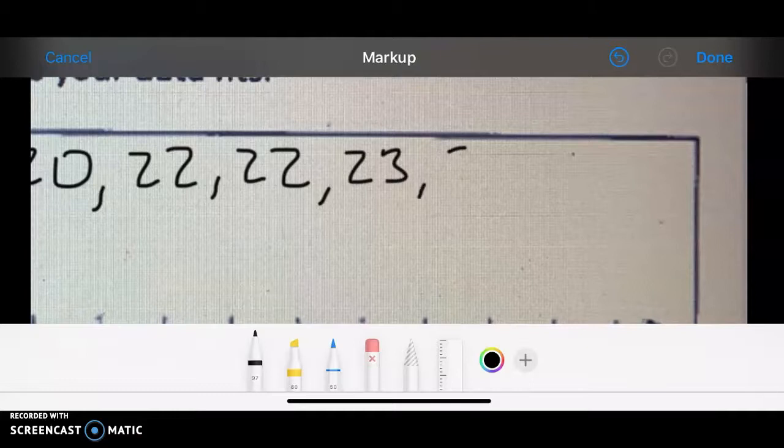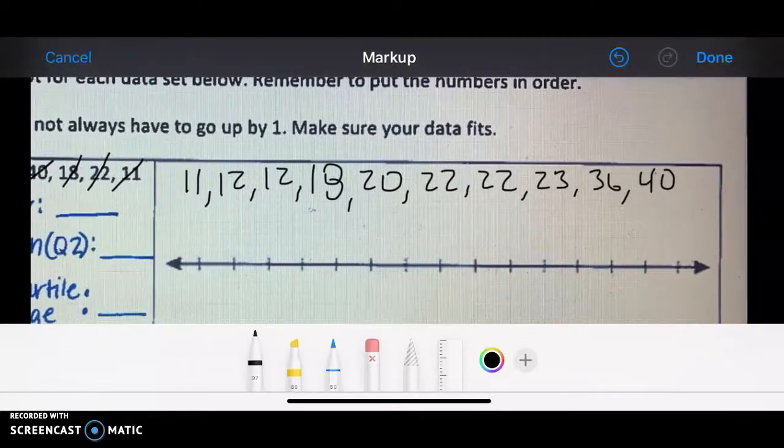23, 36, and 40. Okay? So a box plot is all about medians, meaning the middle. Okay? It's median, median, median is what it is. You're going to find three medians at the very beginning. So I'm going to try to change colors here.